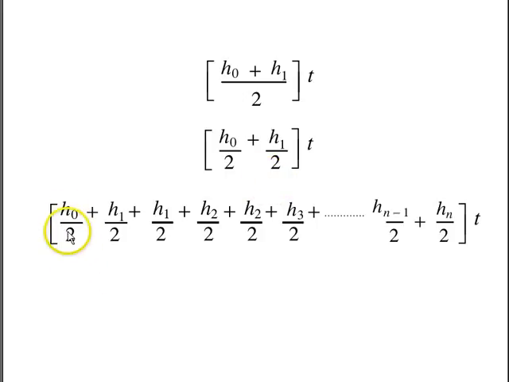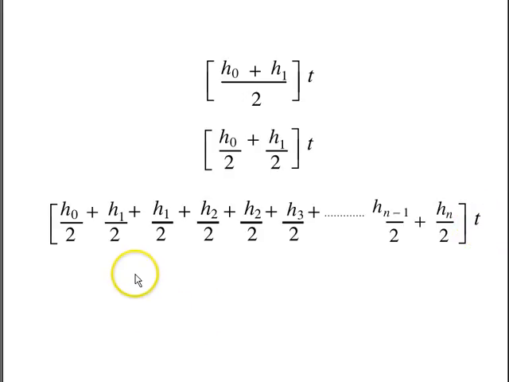So we have h0 over 2 plus h1 over 2, that represents the first trapezium. Then we'd have h1 over 2 plus h2 over 2, that would represent the second trapezium. We have h2 over 2 plus h3 over 2, that would represent the third trapezium, etc., etc., all the way up to the very last trapezium that we were interested in. And then because t, the time, would be common to every single calculation that we did for the area, we could put that outside the brackets.